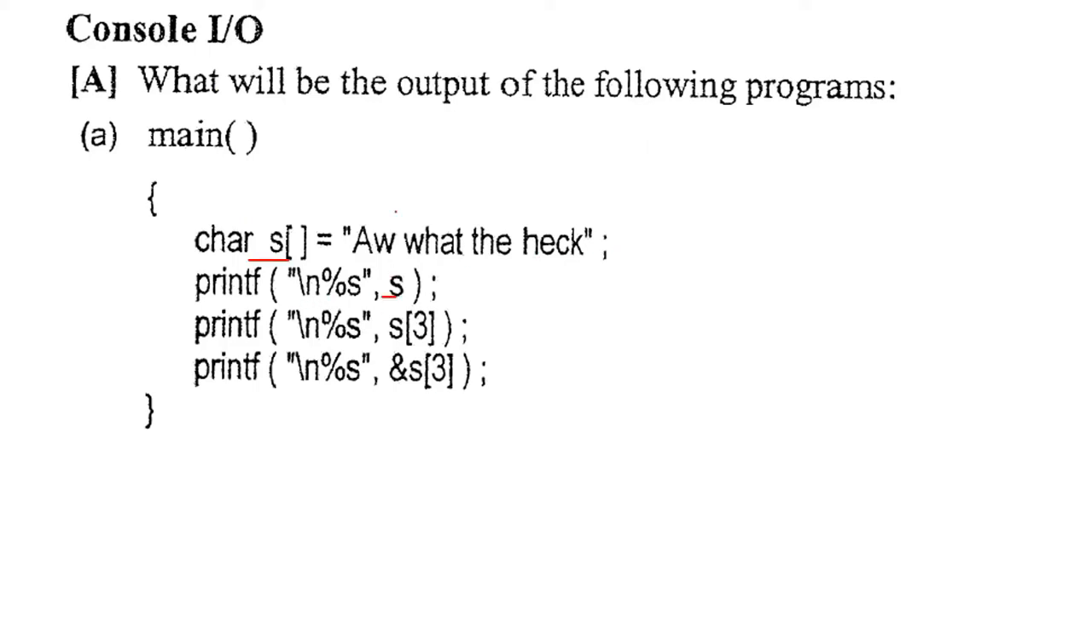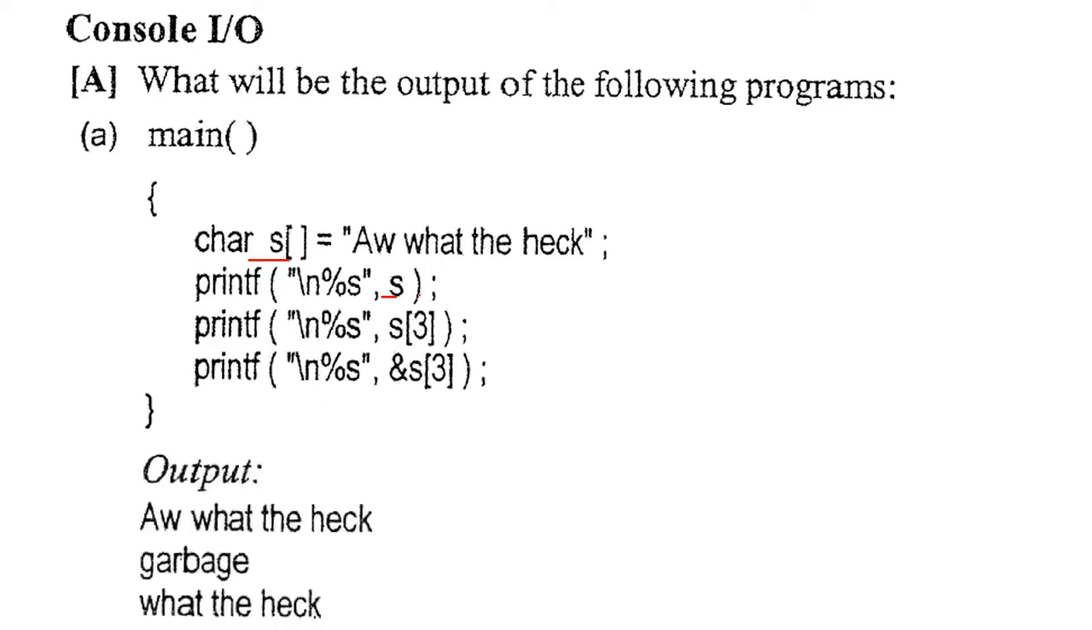First of all, this %s, because this is %s, this whole array will be shown. Then for the second one, there will be nothing. For %s with 3, there will be garbage content. But when you say %.3s, you are pointing to the third value. So you start with 0, 1, 2. Third means you go up to 2. After this you have W and all these things.